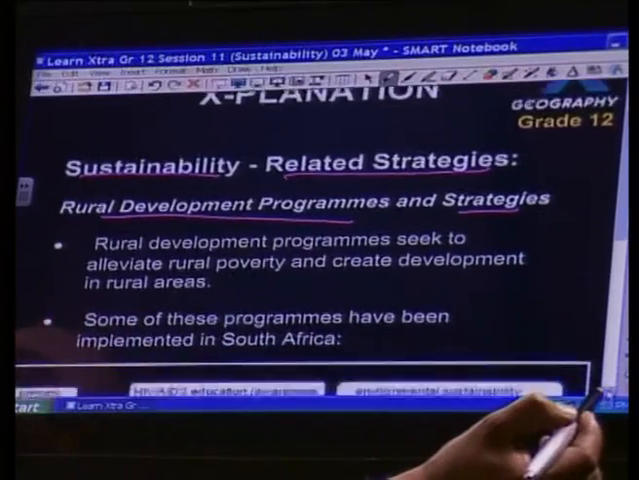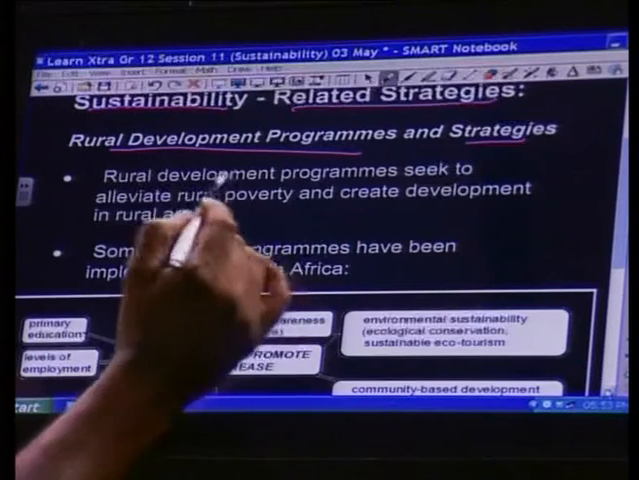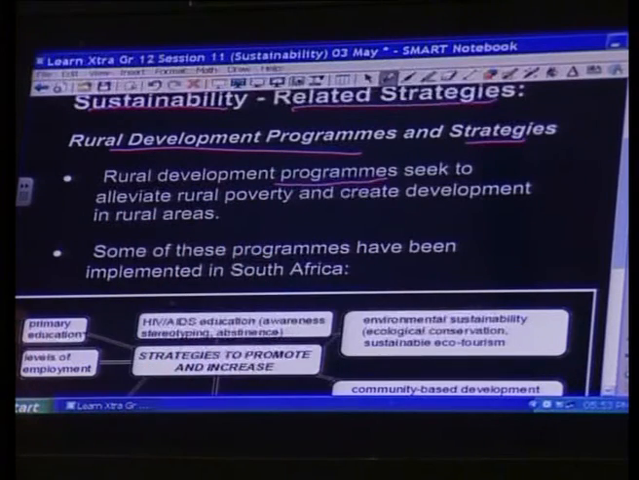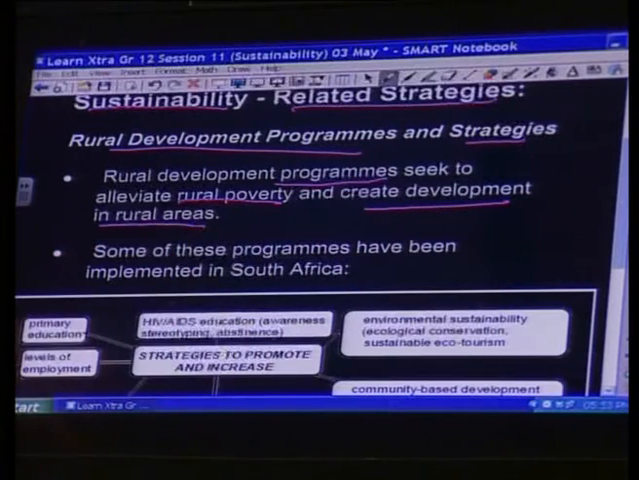In order to understand sustainability and integrate this knowledge into rural settlement geography, we will now consider the following topics: sustainability and related strategies, rural development programs and strategies. Let's go through to a deeper understanding of what a rural development strategy is. A rural development strategy or program seeks to alleviate rural poverty and create development in rural areas.